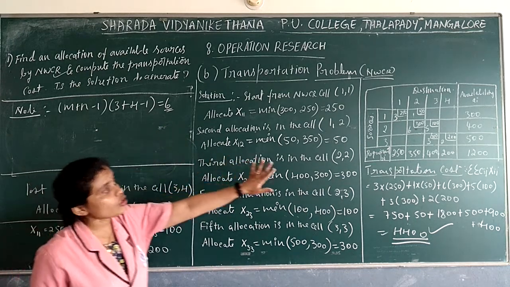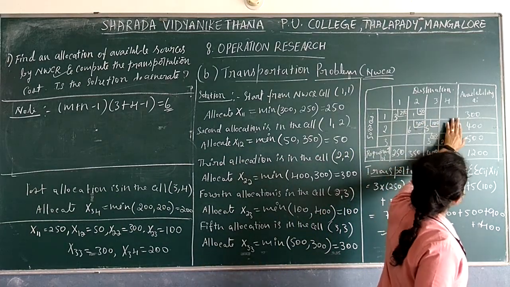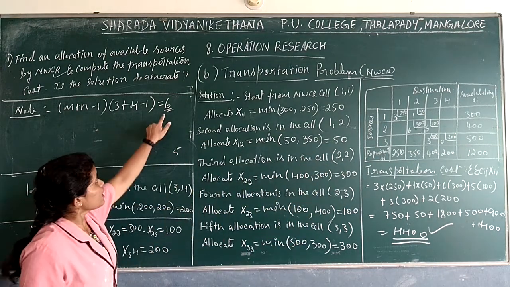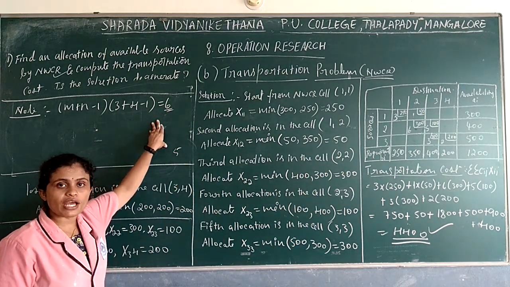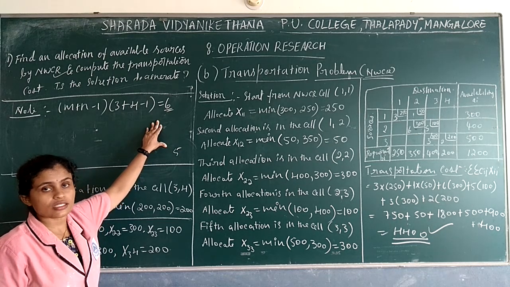For example, if there are only 5 allocations, 1, 2, 3, 4, 5, and this allocation is not there, then what do we get? Allocation is 5 and this is 6. In such a case, we have to conclude the given transportation problem is degenerate.